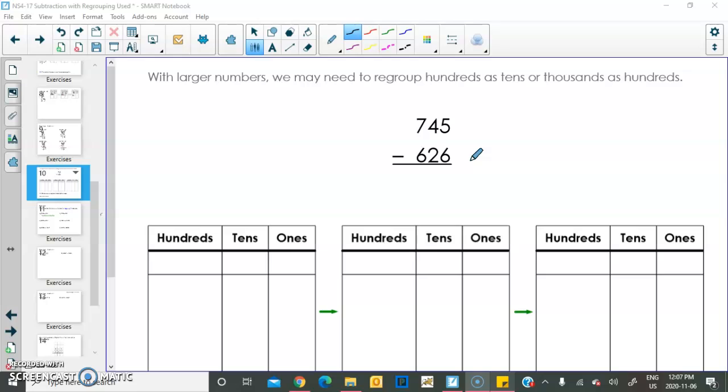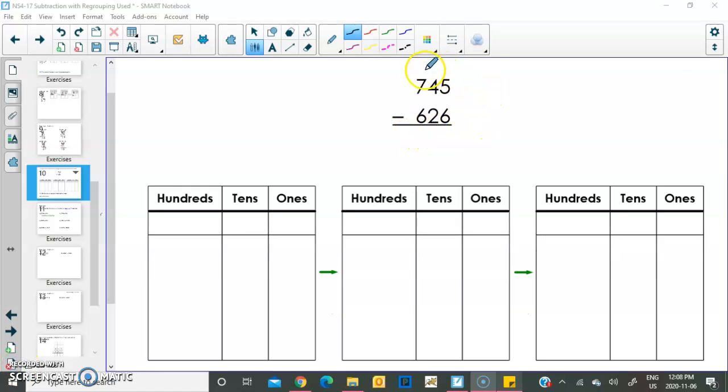Okay, boys and girls. Last lesson, we looked at questions that had the ones place value and the tens place value. But today, we're going to be looking at questions that have the hundreds place value and even the thousands place value. Whenever we do a subtraction question or even an addition question, we need to look at the ones place value first. So if I have 5 cookies, can I give away 6? No! This means I need to regroup.